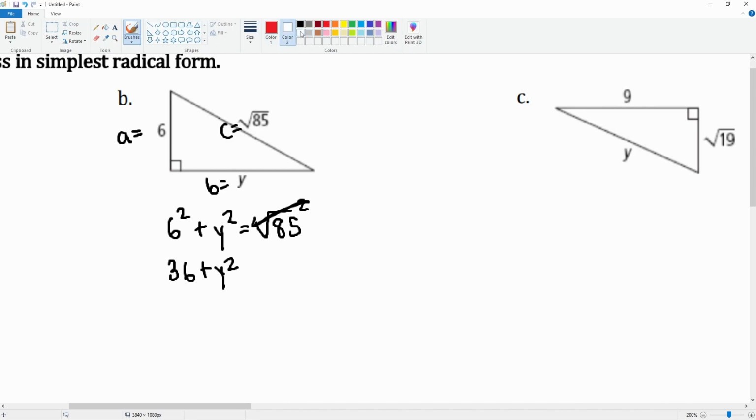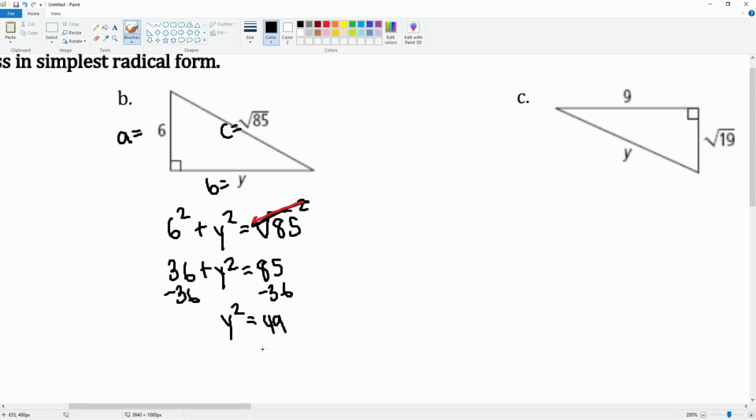we can see that it just becomes an 85 here. Subtract 36 from both sides. We get y squared is equal to 85 minus 36, which is 49.